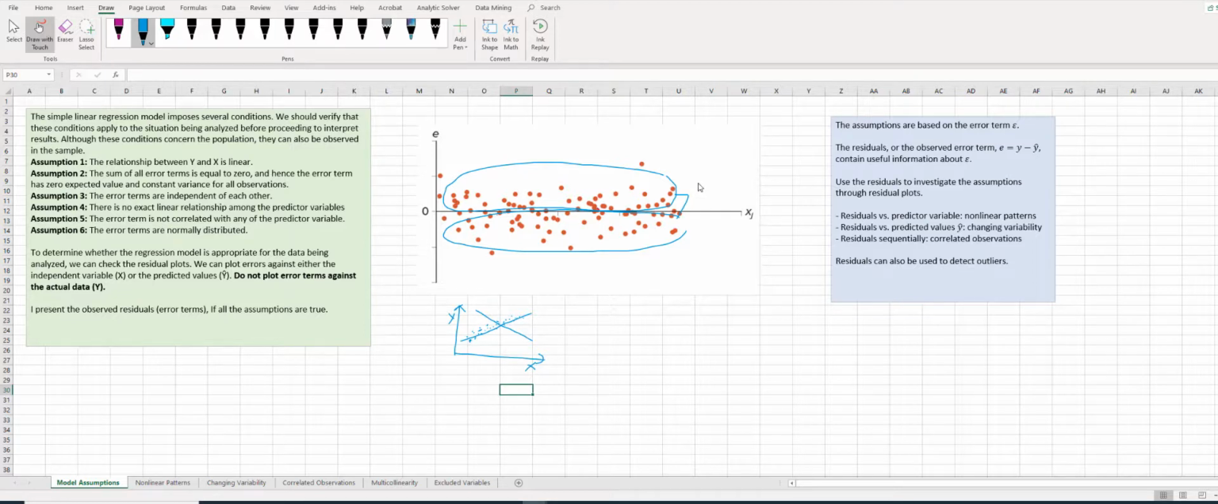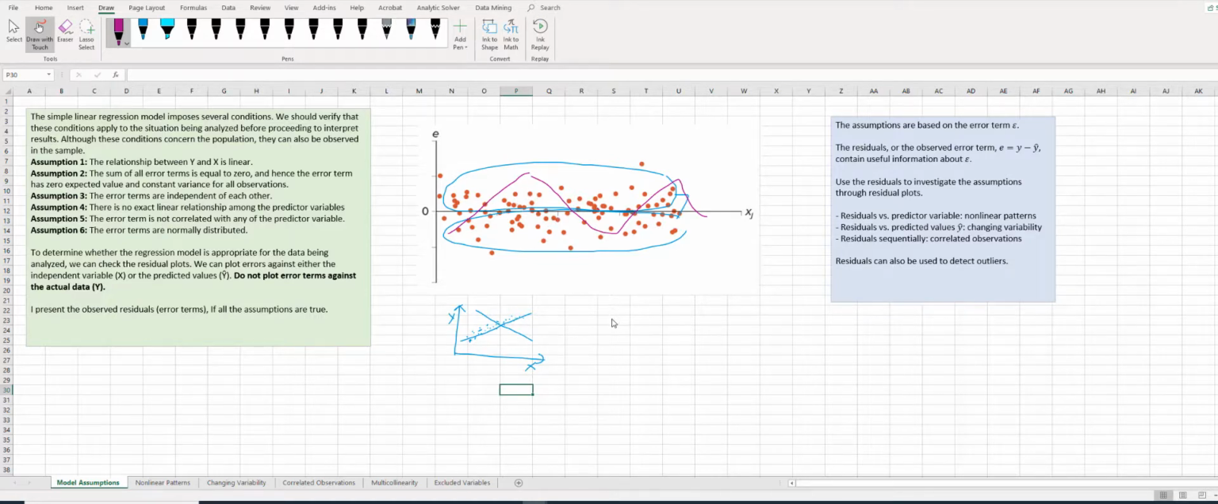Assumption 3, the error terms are independent of each other. If the error terms are not independent of each other, you will see a discernible pattern, like error terms going up and down together, moving together. But as you see here, they are randomly dispersed around 0.